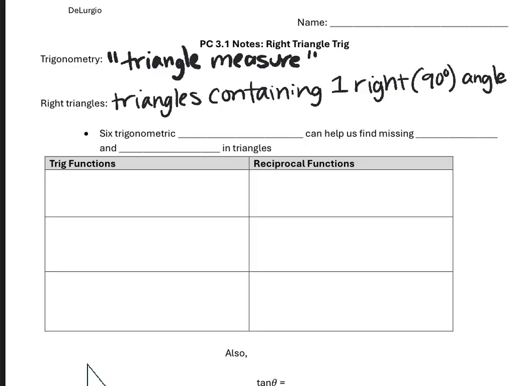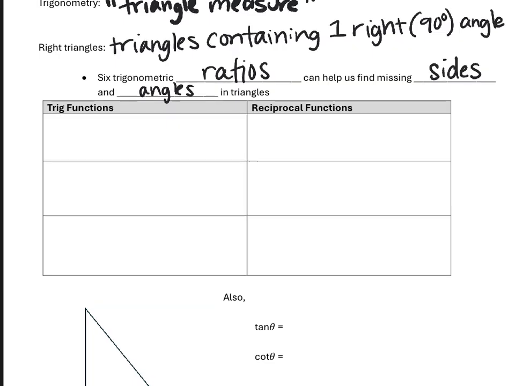Okay, so we have 6 trigonometric ratios, which are relationships between the sides of a right triangle, that can help us find missing sides and angles in triangles. So we have our 6 trig functions, our 6 trig ratios. We're going to start with sine, cosine, tangent. And then their abbreviations, which is what you probably know better.